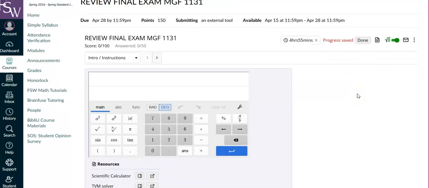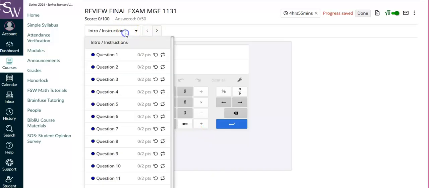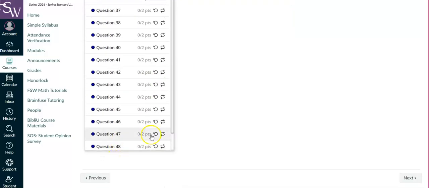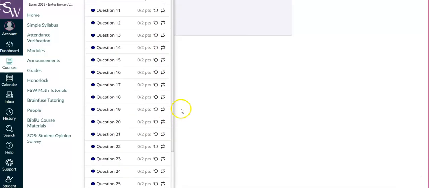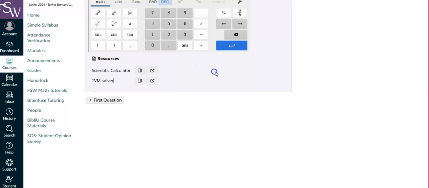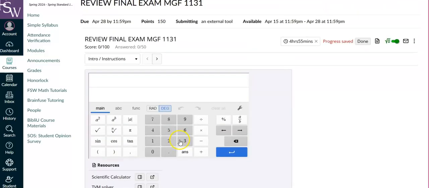My suggestion, strongly, is that when you do the review, just use this calculator so you get used to it for the final exam as well. There are 50 questions in this review, but the test is going to be around 30 to 35 questions, and all the questions are going to be similar to this review. So you should know how to do every question in this review.